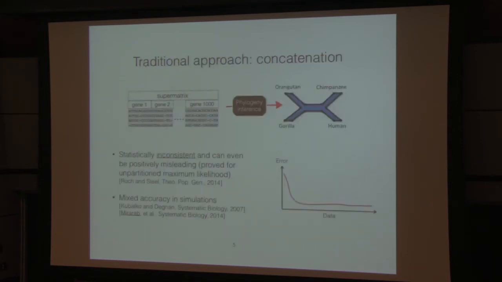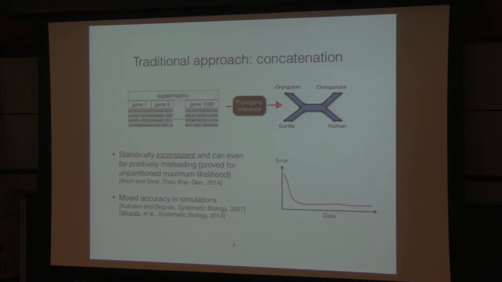So what do we know about the traditional approach? So we now know there's a theorem that was proven by Sebastien Roch. By the way, he was here. Sebastien Roch was here in the math department. So this is due to UCLA. Sebastien Roch and Mike Steel from New Zealand proved that maximum likelihood, concatenation analysis using maximum likelihood, is not only not consistent, but it can actually converge to the wrong tree and give you 100% confidence in that wrong tree.